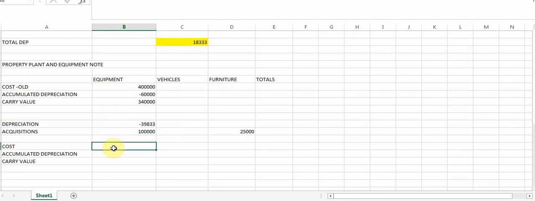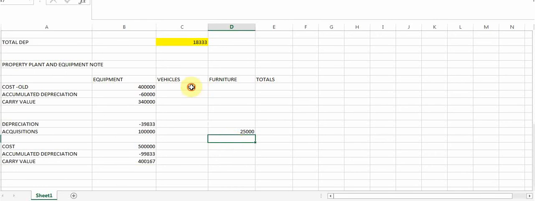Then at the end, what will be my cost price? My cost will now be the sum of what I had at the beginning of the year plus my acquisitions. So it's those two, 500,000. And the accumulated depreciation will be the accumulated depreciation I had plus the depreciation during the year. So technically I minus it because I have a plus minus effect there in math. And that gives me 99,833. And then the final carry value for this equipment will be, rounded, 400,167.